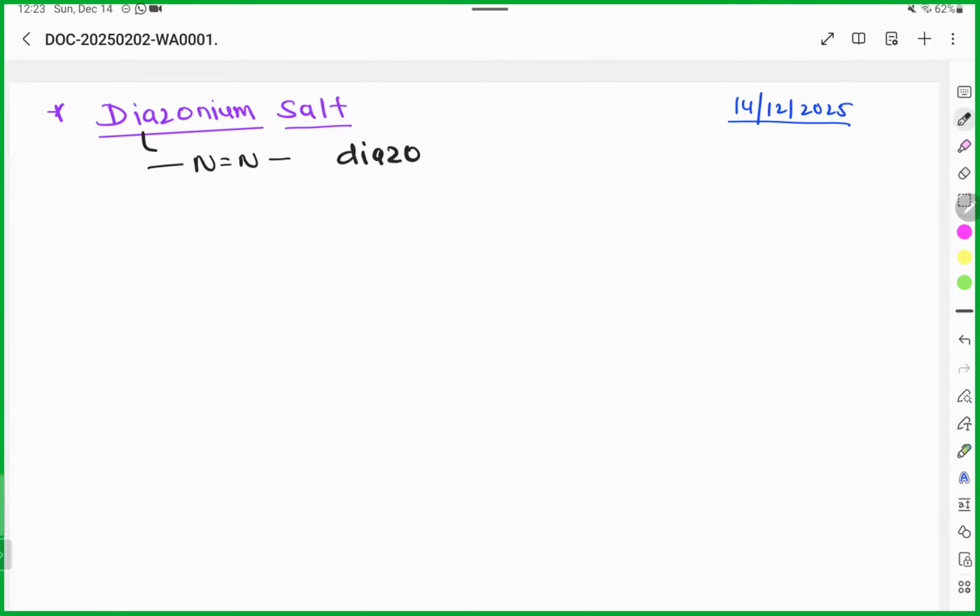Okay, and when we are saying diazonium salt, specifically it means N2 positive, Cl negative. This is diazonium salt. Salt, why? Because of positive and negative ions, and diazonium salt means diazonium chloride salt. That's what we are talking about, and it can be present in different forms.